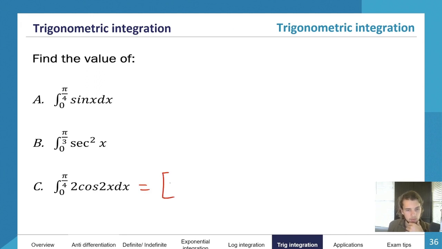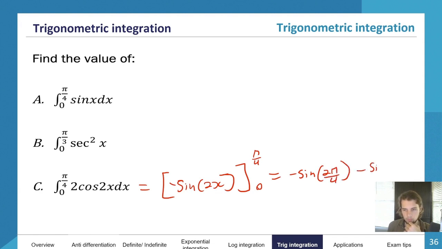So that would be minus sine 2x, with pi on 4 and 0. Minus sine 0. We can't forget that. And our answer is negative sine pi on 2, which is equal to 0, I believe. Well, it's equal to negative 1, sorry.